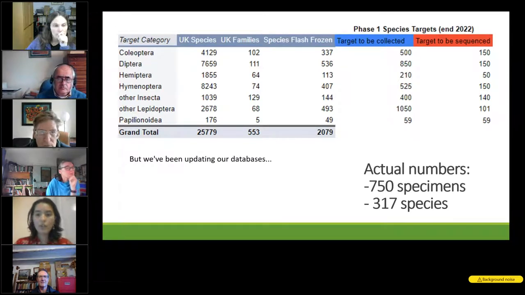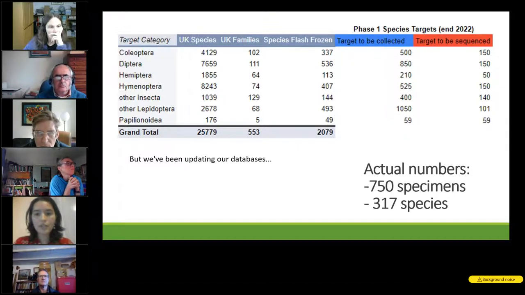So in terms of the Natural History Museum, as I mentioned, it's been very difficult to sample in the first half of the pilot scheme. So we do have some data. Currently in our records, we have nearly 8,000 UK Diptera species recorded. Of these, we have 111 families.